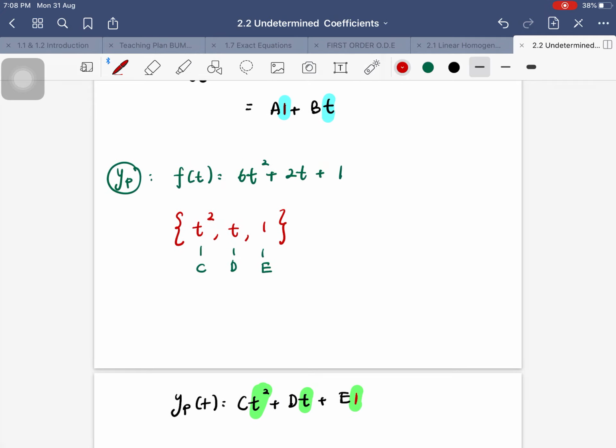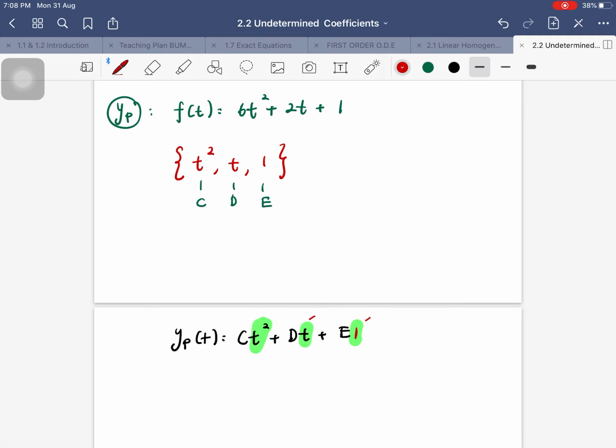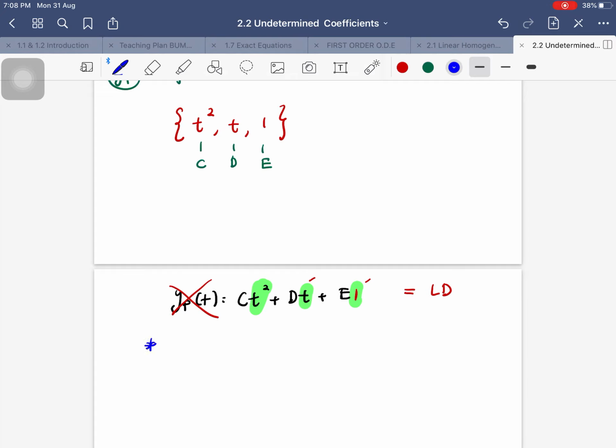And I'm going to start comparing them. And I saw issues over here because this is 1. This is also 1. This is t. This is also t. So what happened is that for this case, my yc and yp share terms, so they are linearly dependent. When these two are linearly dependent, this cannot be your yp. So what do you have to do when you come across the case of being linearly dependent? You have to change your yp. So how do you change your yp? Multiply yp by the independent variable.